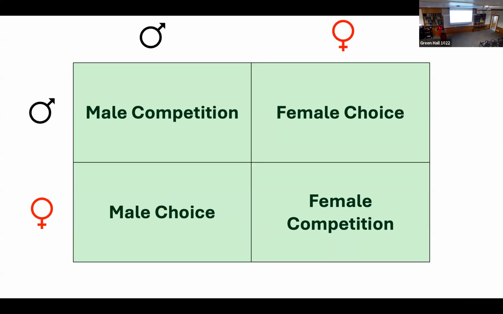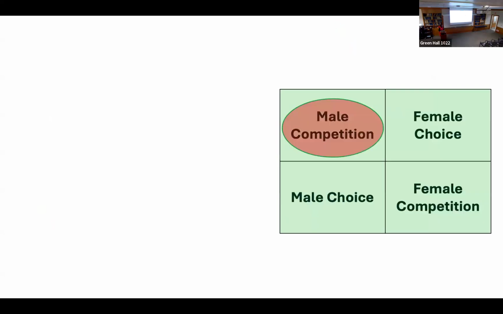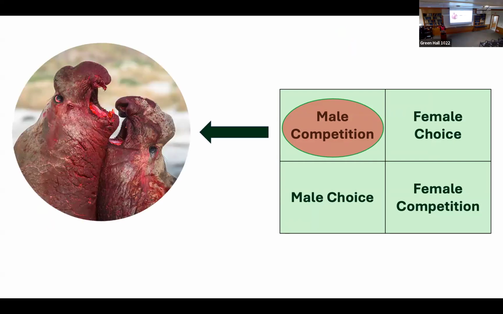Okay, when you're studying sexual selection, you're thinking about interactions between males, interactions between females, and between males and females, obviously. So male competition, female choice, male choice, and maybe female competition as well. We know a lot about male competition. Male competition research is as old as sexual selection itself, one of the first things Darwin came up with. And it produces some pretty ostentatious results, like these elephant seals fighting, sometimes to the death.